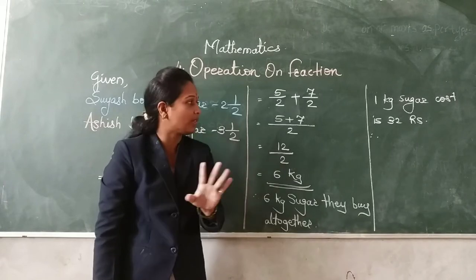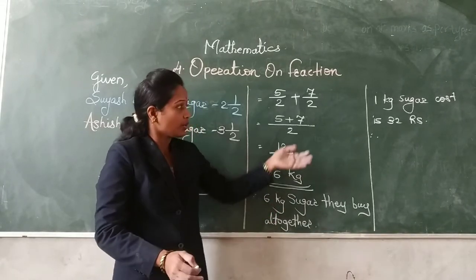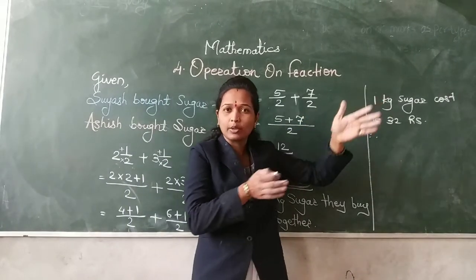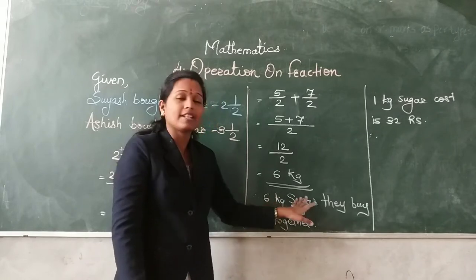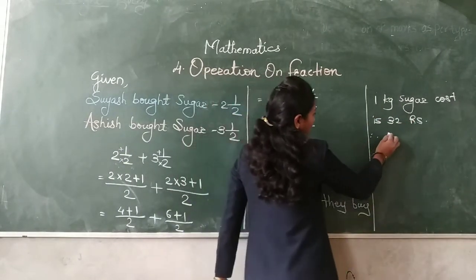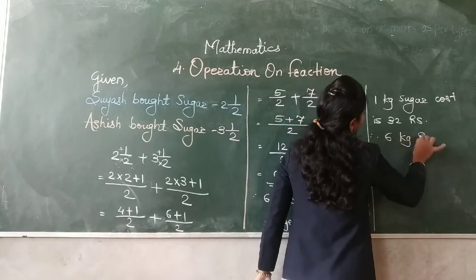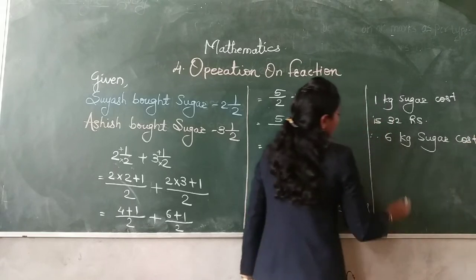6 times, don't do the addition, because if you assume 100 kg of sugar, you cannot add this 32 a hundred times. So at that time we have to do the multiplication. 6 kg sugar is there now. 1 kg sugar costs 32 rupees. Therefore, 6 kg sugar cost? So do the multiplication.